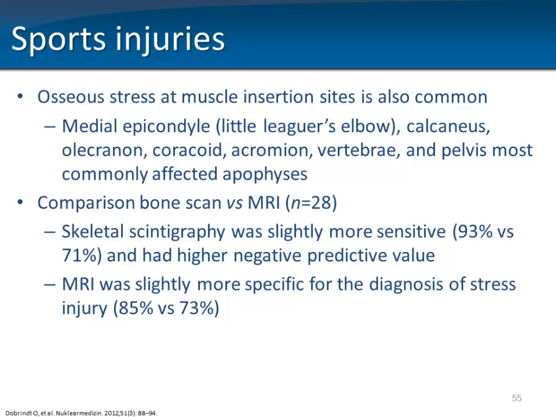In a recent comparison of bone scan with MRI in 28 patients, it was noted that skeletal scintigraphy was slightly more sensitive and had a higher negative predictive value than MRI. However, it should not surprise you that MRI was slightly more specific in calling the diagnosis of these stress injuries. However, the gain in sensitivity was higher than the loss in specificity.